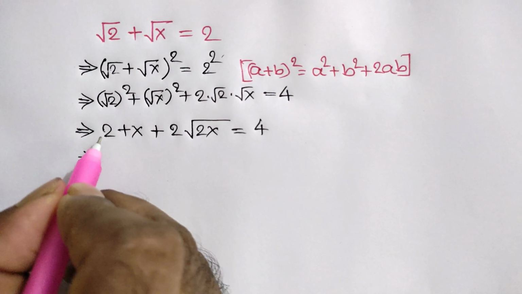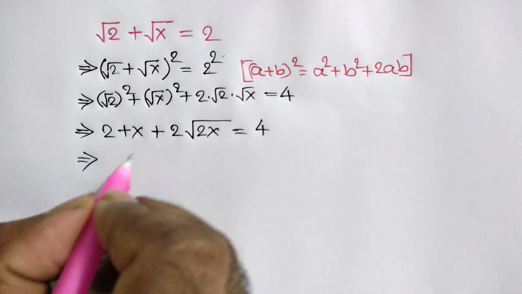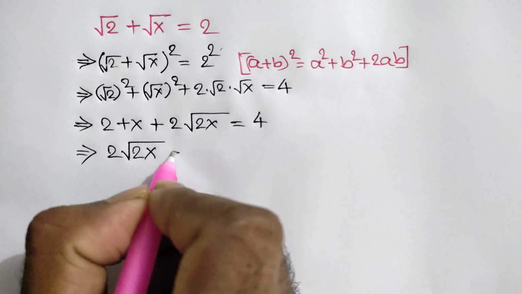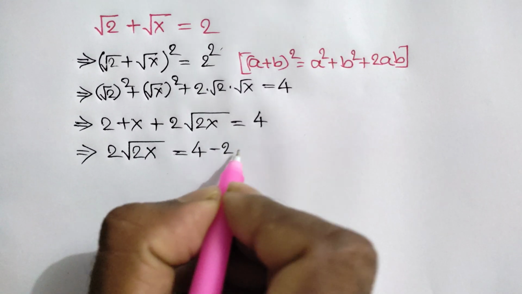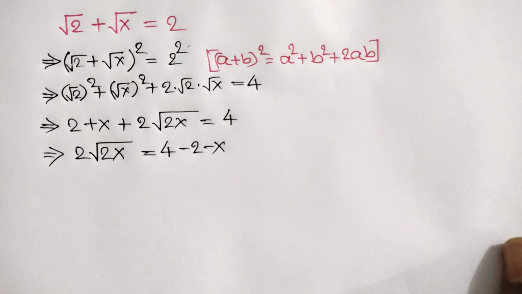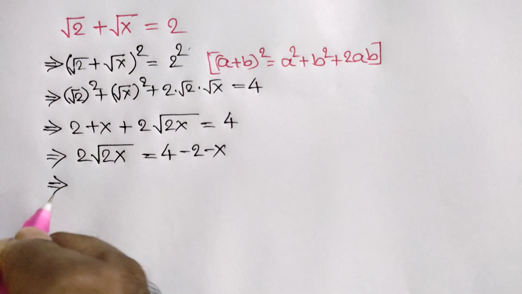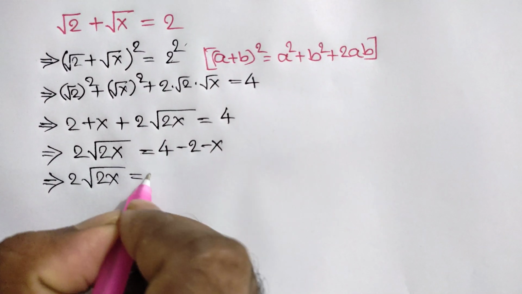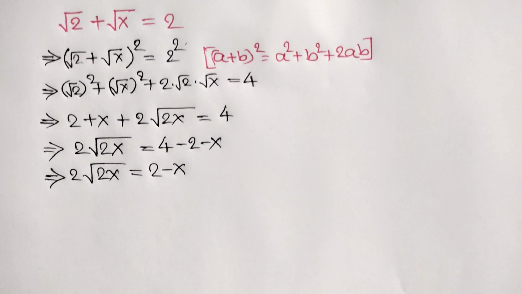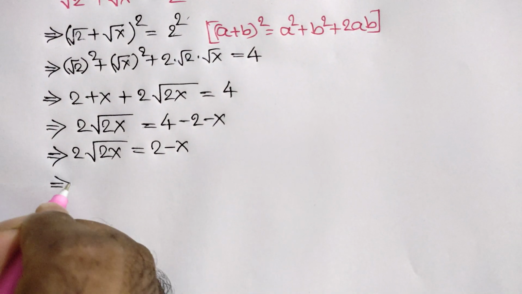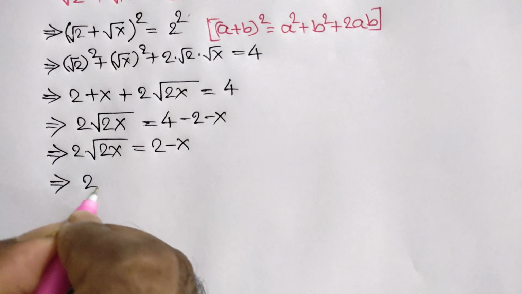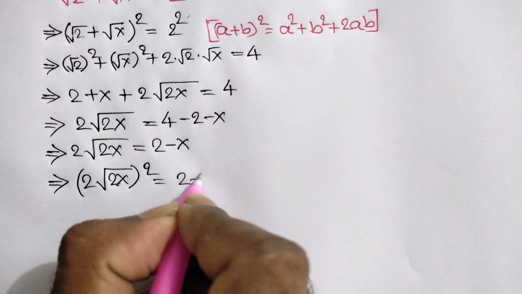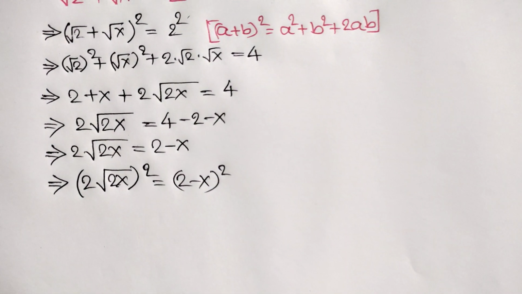Now taking this 2 and this x to the right side, we can write 2 times square root of 2x is equal to 4 minus 2 minus x, or 2 times square root of 2x is equal to 2 minus x. Again squaring both sides, we can write (2 times square root of 2x) whole square is equal to (2 minus x) square.